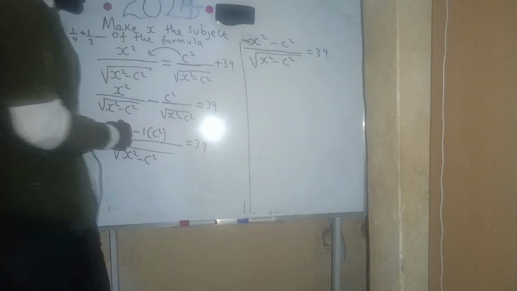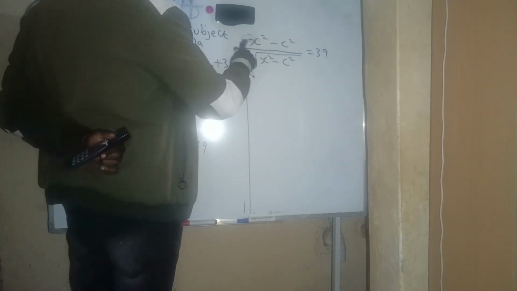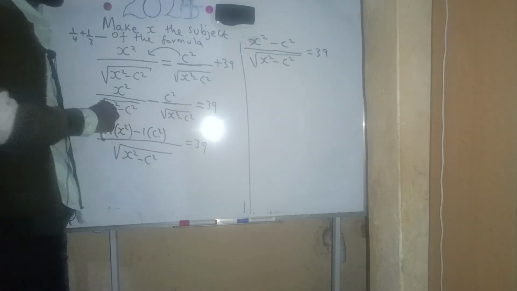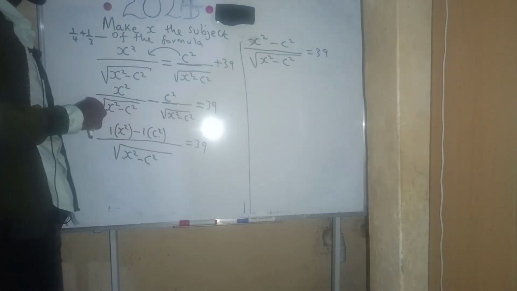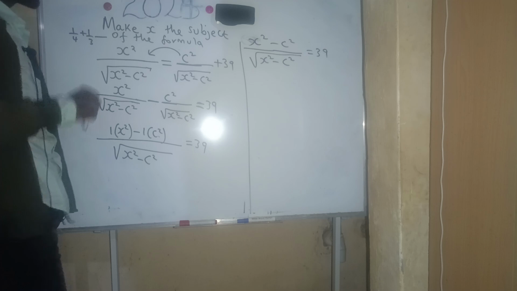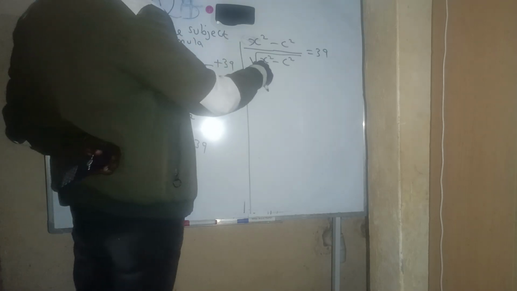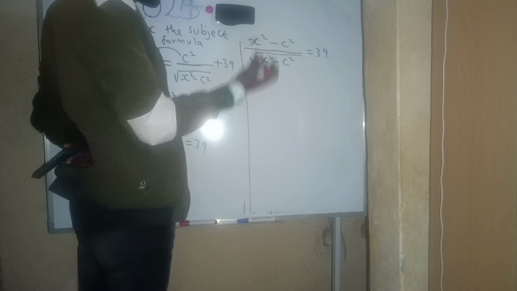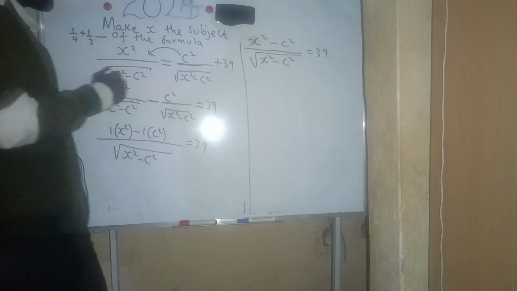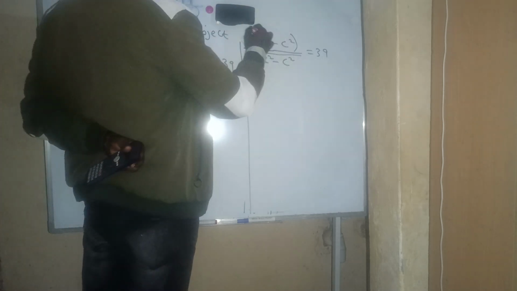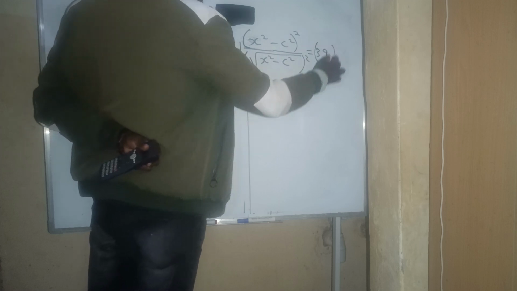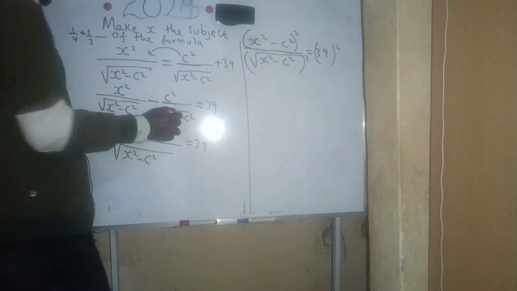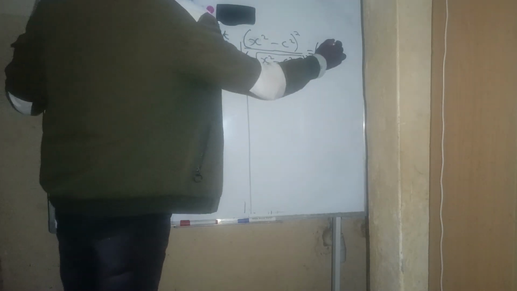Now if you look at this part, we can look for a way to remove the square root, so that the x that is under the root can get made the subject of the formula. The only way you can remove the square root is by squaring everything. So you can square everything.